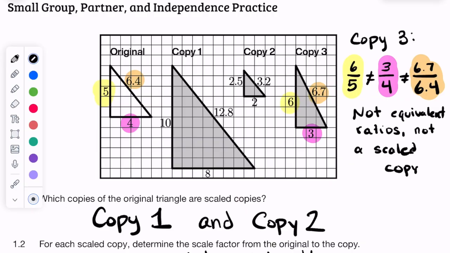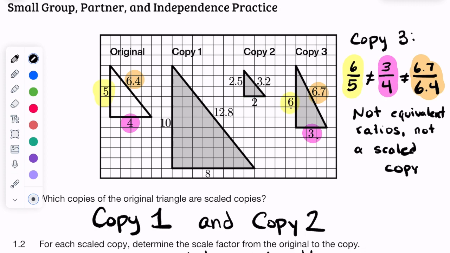Okay, so for copy 3, I did the work out here. So I'm trying to find those same ratios. I'm taking the ratio of the height of the copy to the height of the original, the base of the copy to the base of the original, and then this long side to the long side. And when we do that, 6/5 isn't equal to 3/4, which isn't equal to 6.7 divided by 6.4. So we put those on the calculator. We're not going to get the same number. They're not equivalent ratios, so copy 3 isn't a scaled copy.